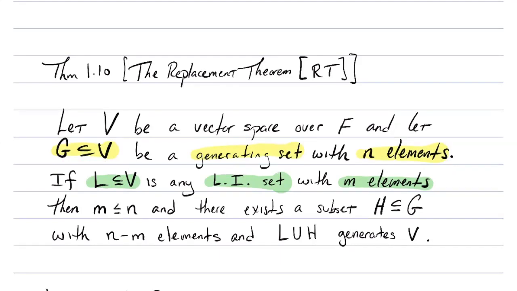So the statement of the theorem is that then m is no more than n. A linearly independent set never has more elements in it than a generating set. And moreover, and this is why it's called the replacement theorem, there's some subset of G that's got the difference, n minus m elements, and if you replace the complement of that subset with L, you'll still have a spanning set. Okay, so that's the replacement theorem.